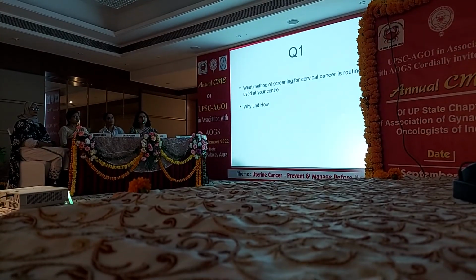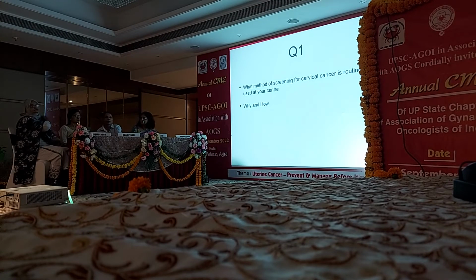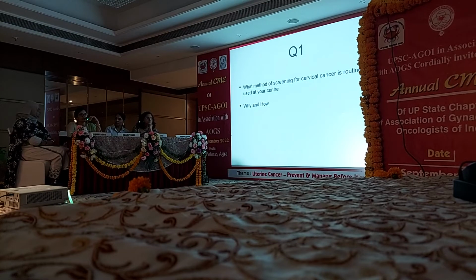Your center doesn't have the liquid-based cytology. So I think that is one important thing, that most of the centers are still relying on the conventional pap smear. So is that so for all the other panelists also? Medical colleagues from Meerut, and we are also using pap smear and VIA. Firstly, I prefer VIA. HPV and these things are not available. That's okay. We are just talking about what is available.